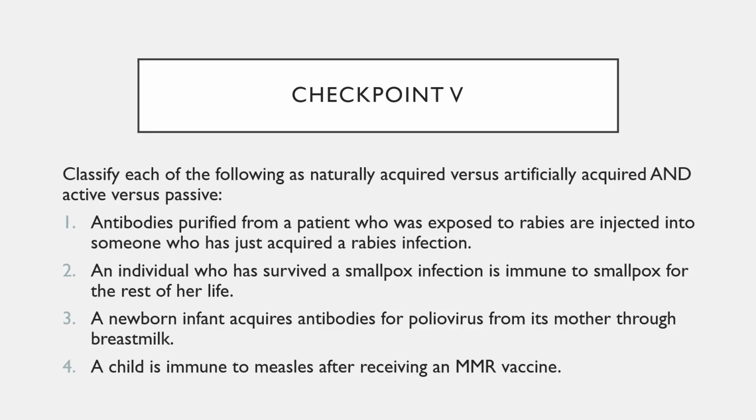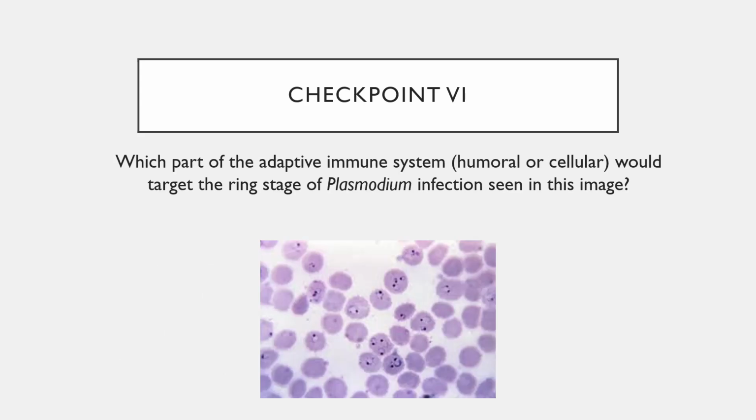And in this checkpoint, what you're looking at is the ring stage of Plasmodium, the pathogen that causes malaria. We can see a sample of red blood cells, and inside of those red blood cells are the ring-shaped Plasmodium pathogens. Which part of the adaptive immune system, the humoral or the cellular, would target this stage of the Plasmodium infection?